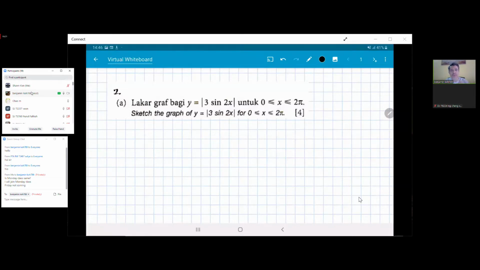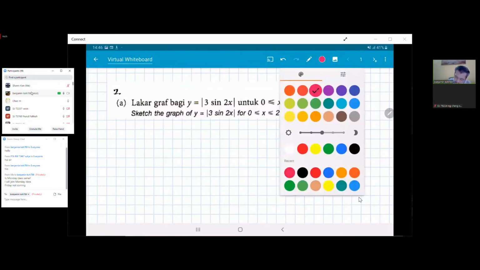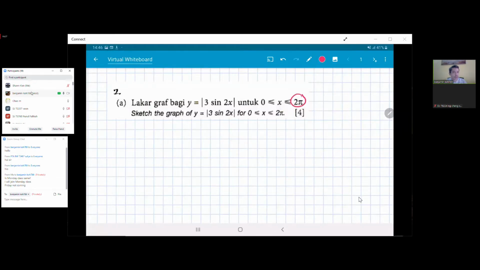Nampak tak here? The domain yang dia bagi ialah sampai 2 pi. You should already know 2 pi sebenarnya bermaksud 360 degree. So kalau you dah biasa dengan melabel dia punya angle with darjah, for example 90, 180, 270, 360 kan. So now understand that you have to label using the radian. That's why you got 2 pi.